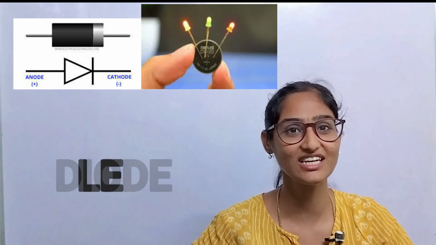In this video, we are going to be talking about the V2I converter using Opamp. This circuit is mainly used in the testing of semiconductor devices like diodes, LEDs, zener diodes, and many other applications related to the testing of devices. Let's get started.